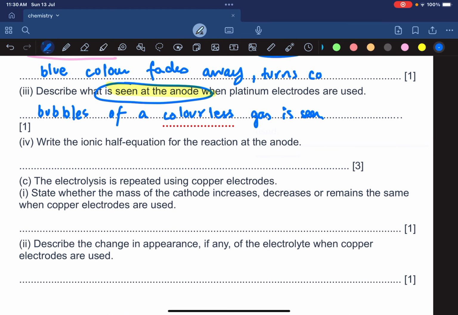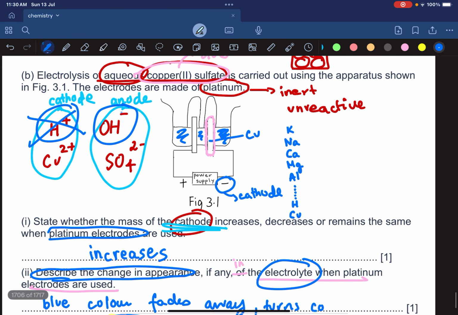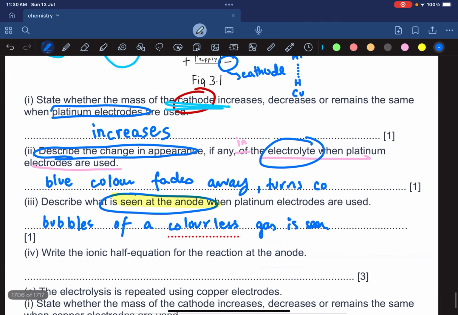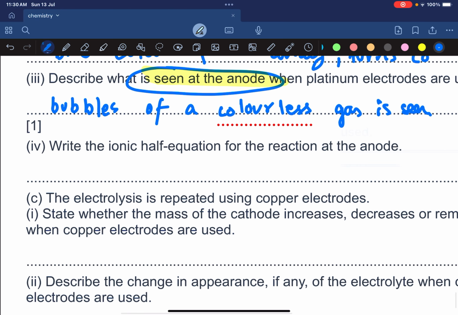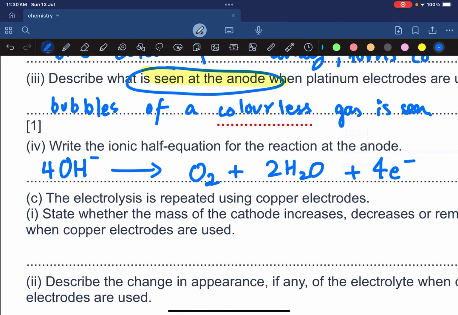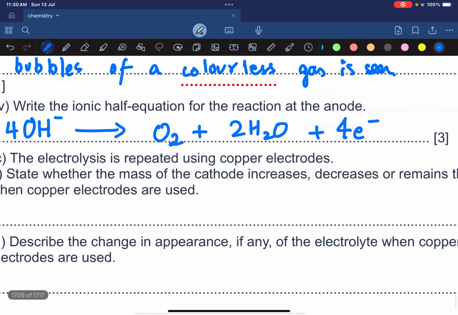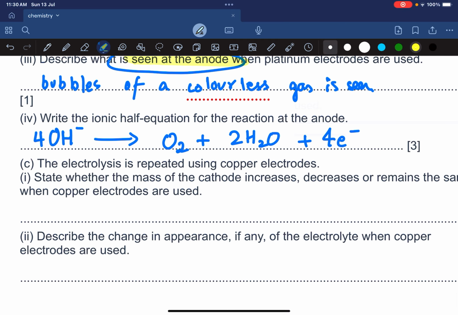Write the ionic half equation for the reaction at the anode. So what is being discharged at the anode? Hydroxide. And you know the equation for hydroxide ions. It's a bit tricky, but it's 4OH- forms O2 plus 2H2O plus 4 electrons. You have to learn this equation as it is, and you have to write it as it is on the exam paper. Okay, done with this?